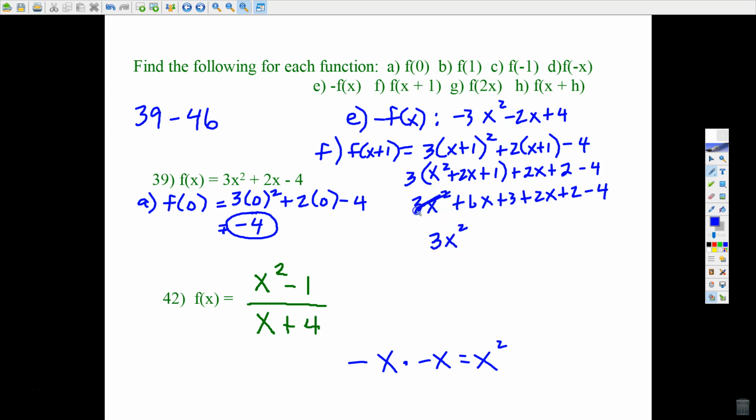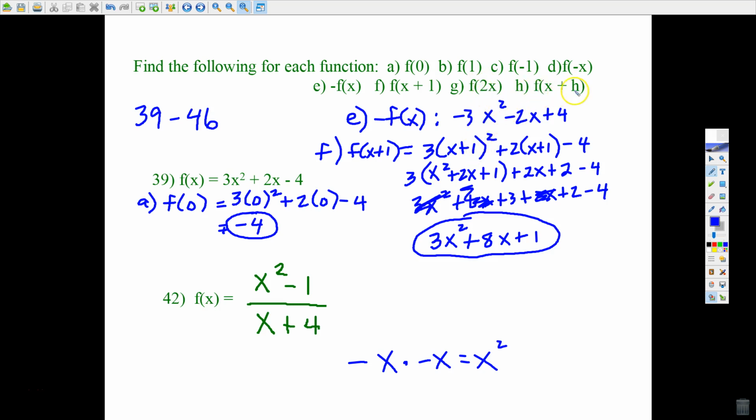All right, takes care of that. 6 plus 2x is 8x. Plus 1? Okay, sounds good. All right, any questions on part F? Well, if we need to, we can do part G. That's just basically the same idea. We're going to input 2x in place of x.